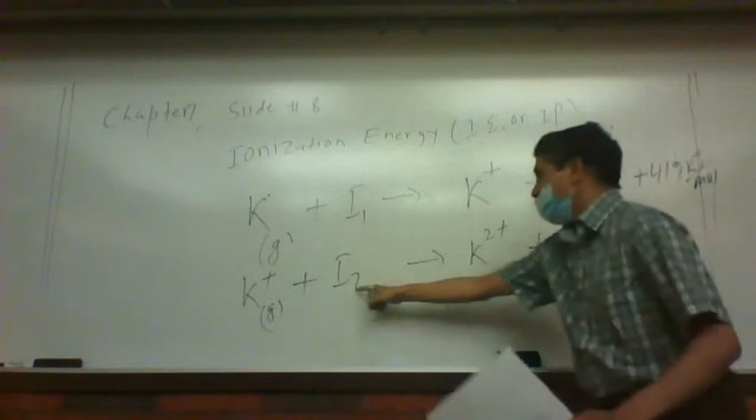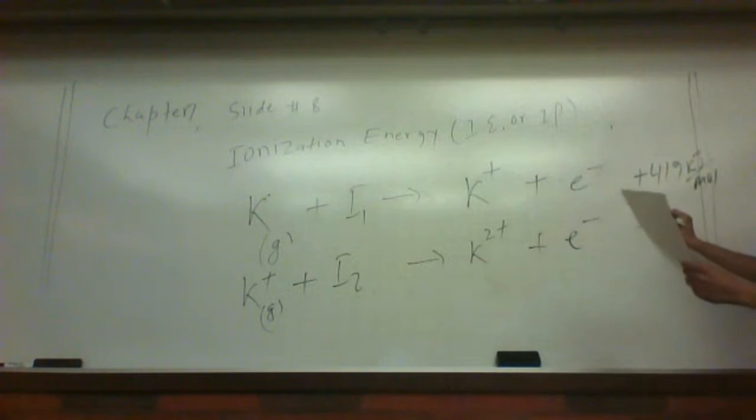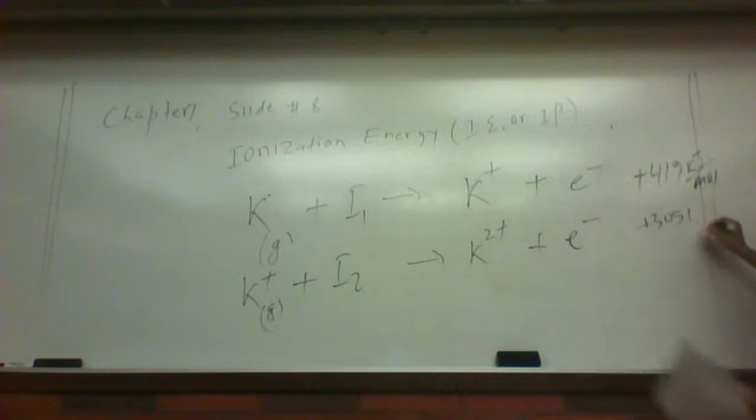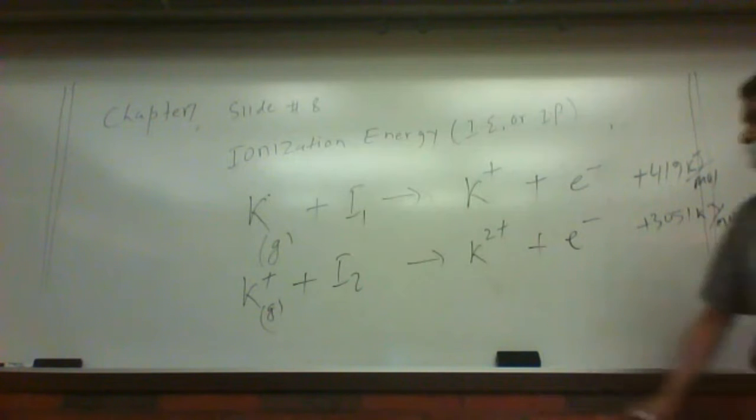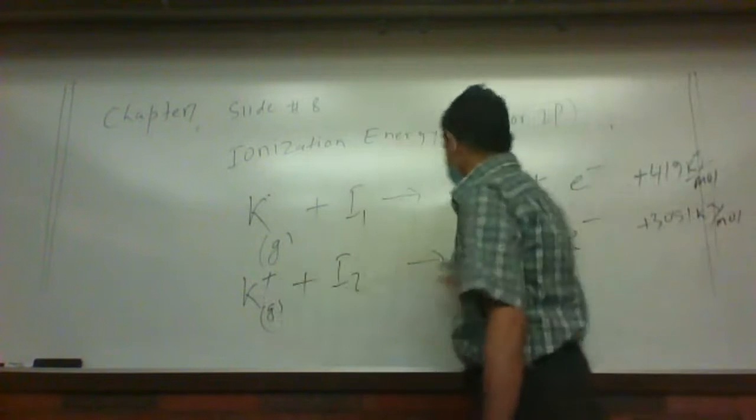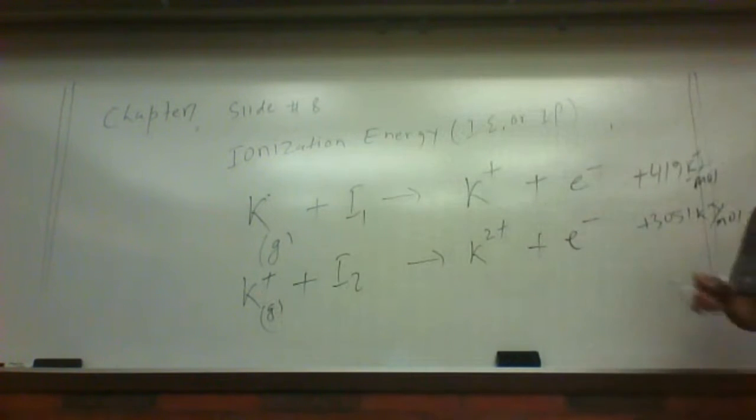So this one is 3000. How much energy do I need to give here? That is 3051 kilojoule per mole. Too much energy. To remove the first electron, you are just giving 489 kilojoule. To remove the second electron, you have to give a lot of energy, 3051 kilojoule. Why is the second ionization energy so big?